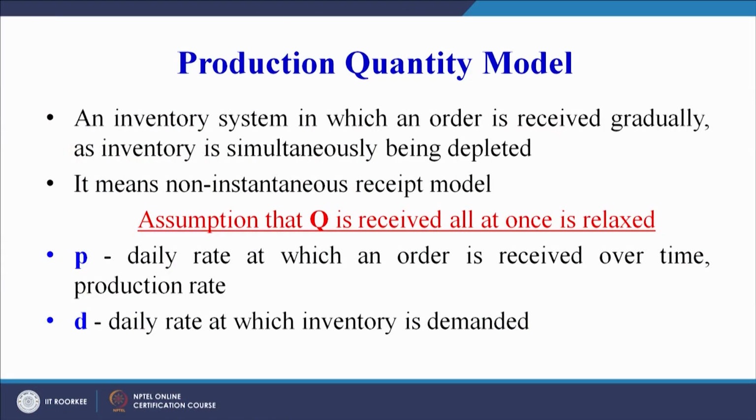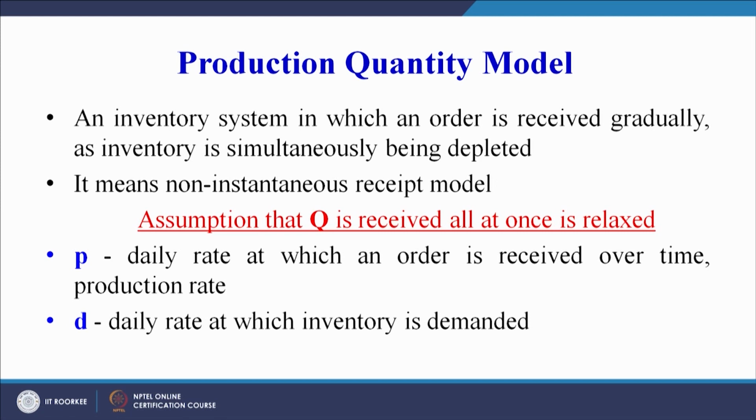So we will try to see the production quantity model, which is slightly different from the inventory management model of EOQ. In the production quantity model, there are a few theoretical background characteristics that we will try to understand here. First we need to define the production quantity model and how it is different from the economic order quantity. The production quantity model is an inventory system in which an order is received gradually.